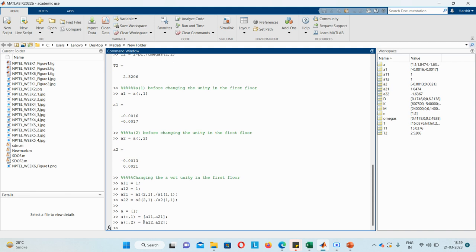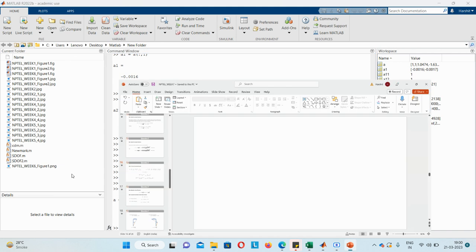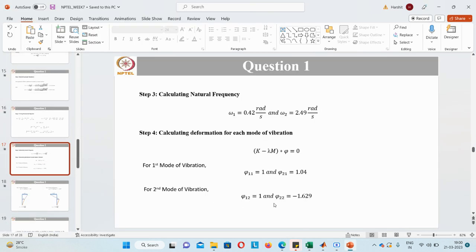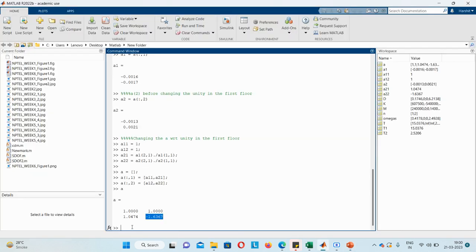Okay, so if we run A, we can see this is the normalized mode of vibration with respect to the first floor. So for first mode of vibration, if the deformation of the first floor is assumed to be unity, the deformation of the second floor will be 1.0474. And for second mode of vibration, if the deformation of the first floor is unity, the obtained deformation of the second floor will be -1.6067. Now through manual calculation, what values did we obtain? We obtained very close to the same values. So this is how, with respect to the first floor, we can obtain the deformation value.